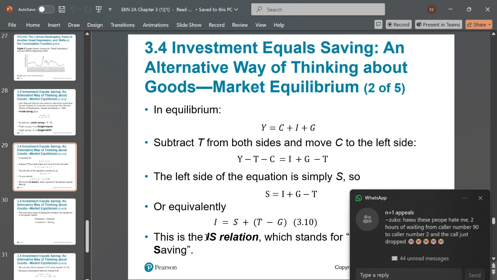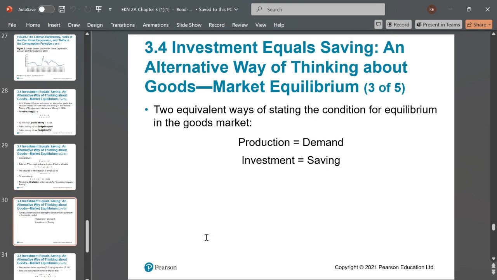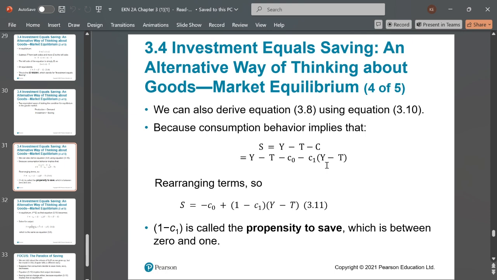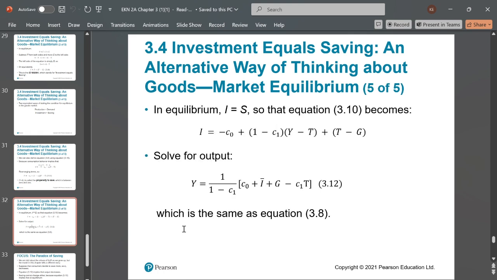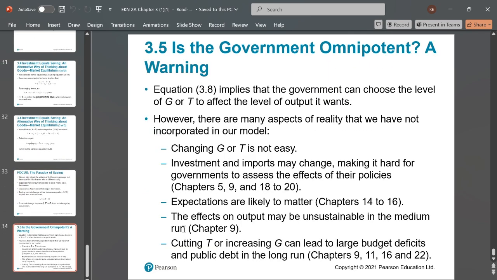We'll get into this very concept as we are preparing for the test. So this is basically what happens in equilibrium. Production is equal to demand, and investment is equal to saving. And then propensity to save, remember I said, is 1 minus the propensity to consume, and it's always between 0 and 1. And that basically sums up this slide.